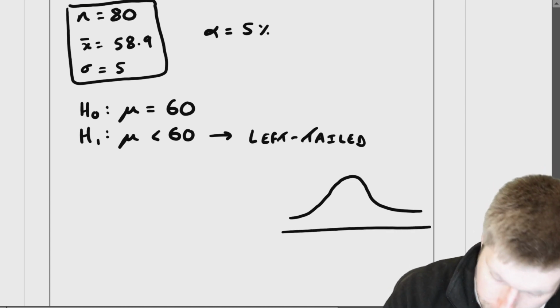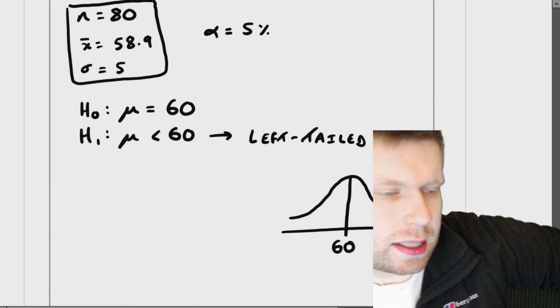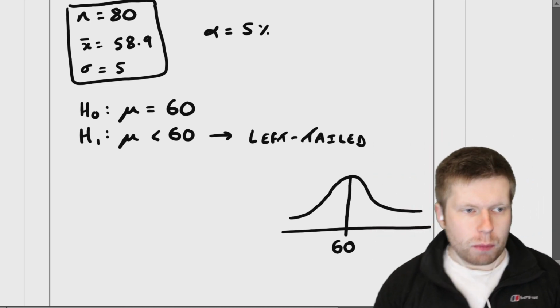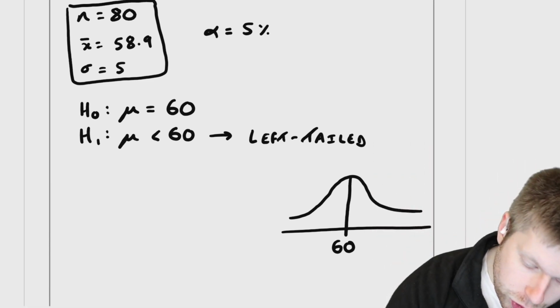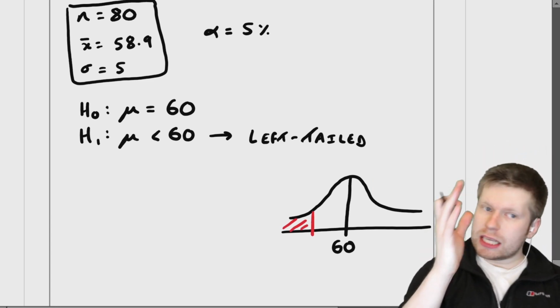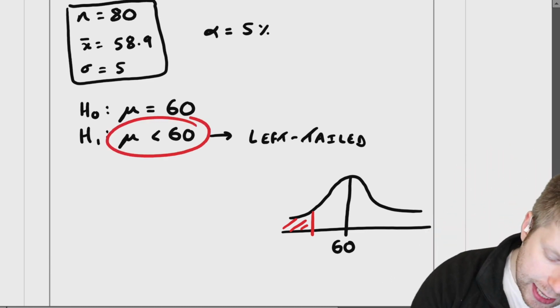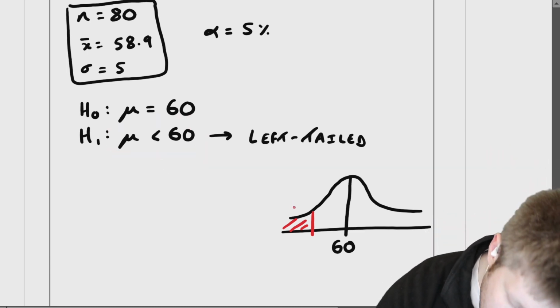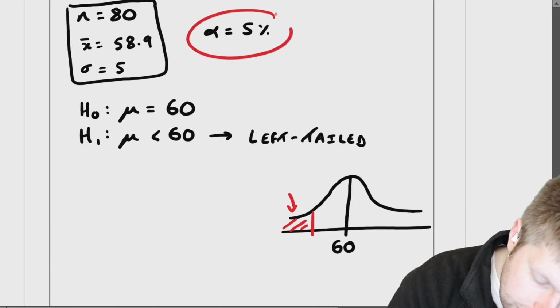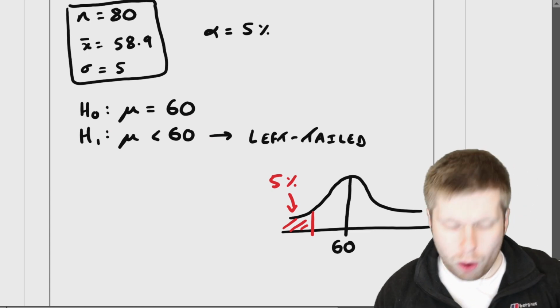Here's my normal curve. At the moment, I'm assuming the null hypothesis to be correct, so I'm assuming that 60 is the correct value in the middle. And I'm looking for a left-tailed test. So I'm looking for the probability that people end up over here. It's strictly speaking left-tailed. It's not two tails, it's just one tail because mu is less than 60. Now, what's the size of that critical region? Well, it's 5%. That's our level of significance. So it's 5% there.